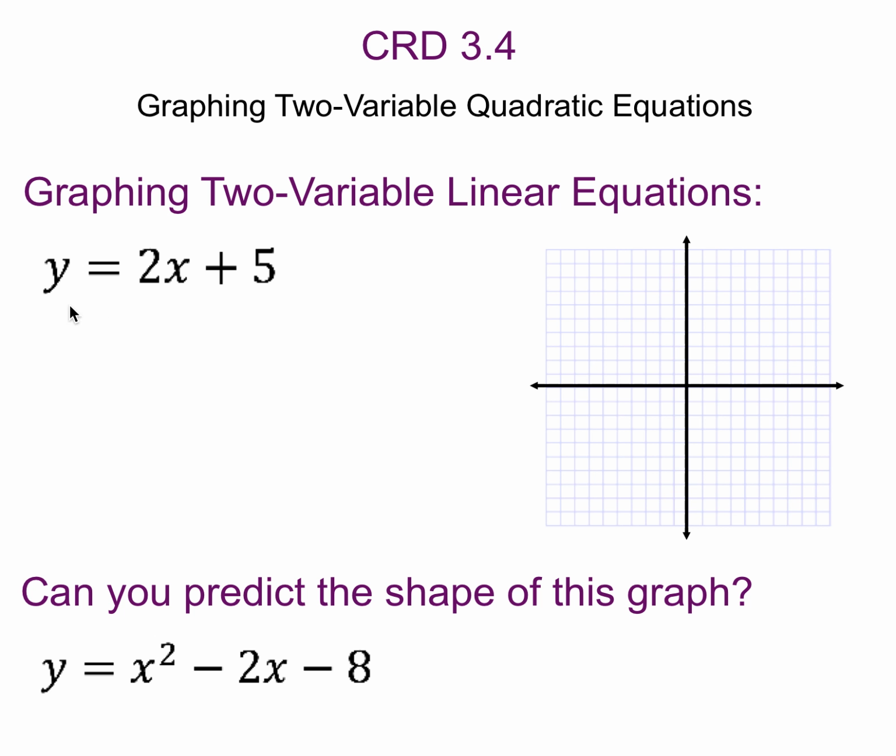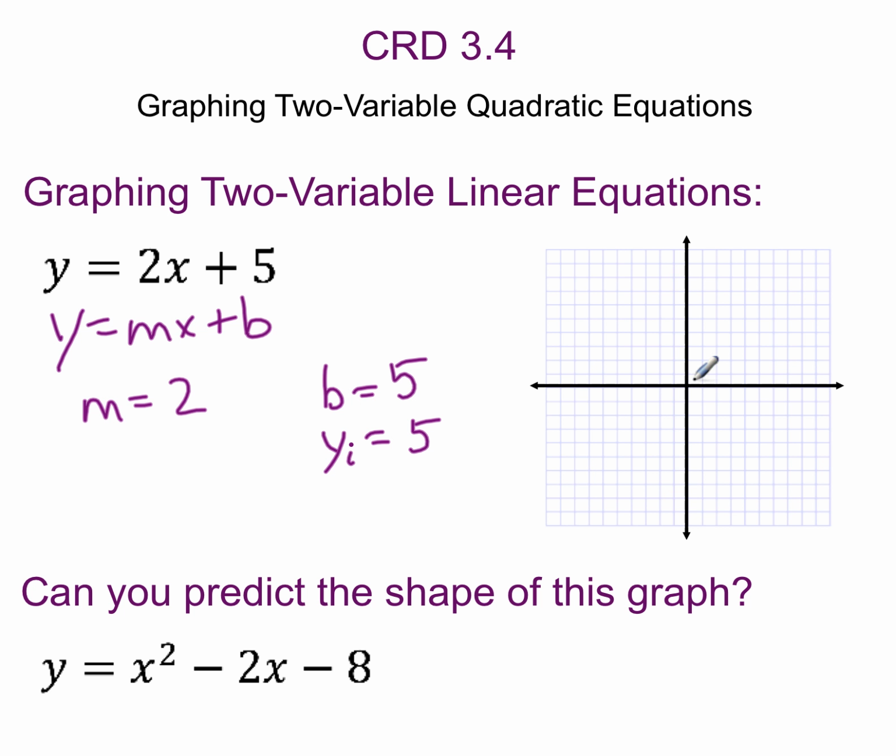So remember, this is a linear equation, y equals 2x plus 5. I know it's linear because it has x to the first power. So that tells me it's linear or a straight line. It falls into the pattern of y equals mx plus b, where m is 2 and b is 5. Let's remember that b is the same as the y-intercept, which is 5. So 1, 2, 3, 4, 5. I put my first point right there.